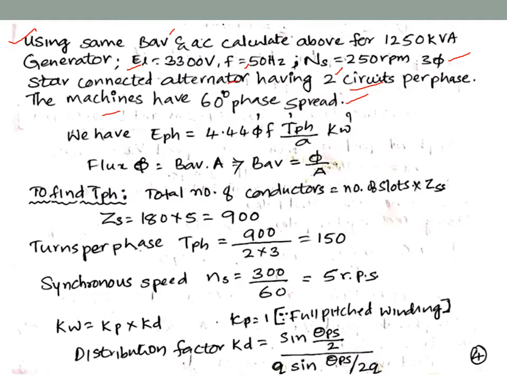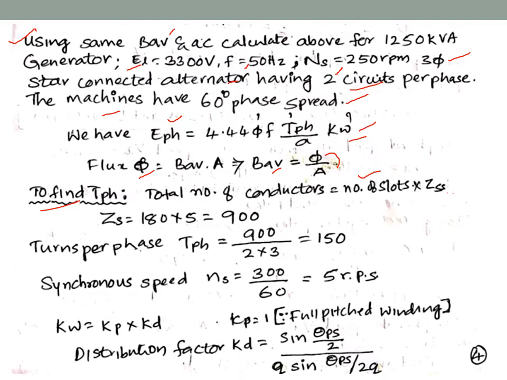So we have EPH is equal to 4.44 F TPH into KW. The machine KW he has not given. So when he gives the phase spread as 60 degrees, we are supposed to calculate KW. There are formulas that we have discussed. The flux is equal to B average into A. So B average is equal to flux by A. So now to find TPH, total number of conductors is equal to total number of slots times conductors per slot.